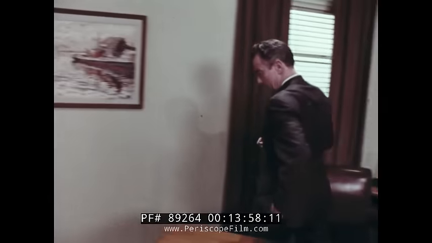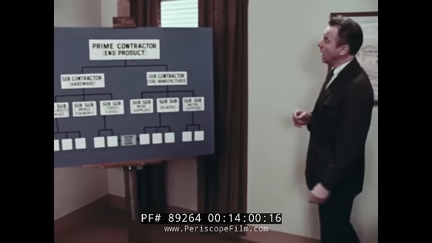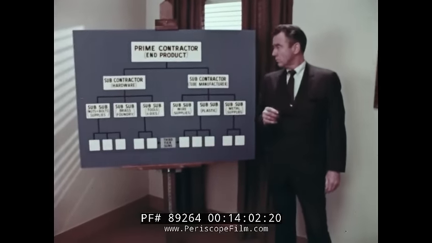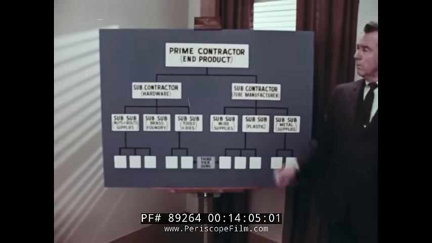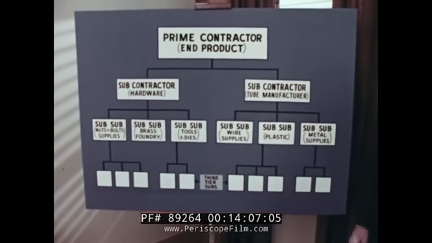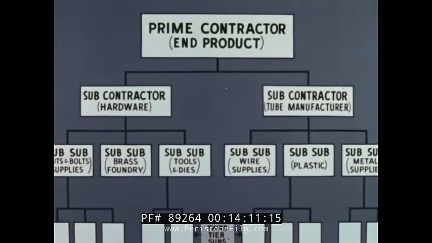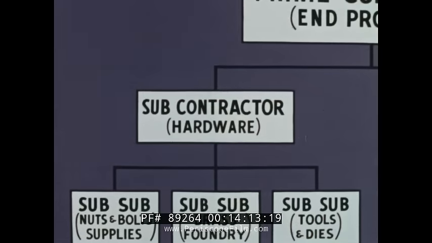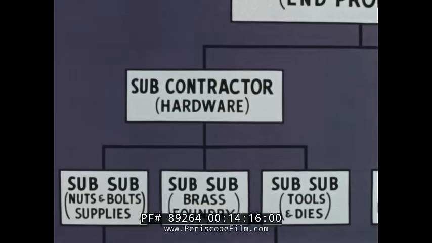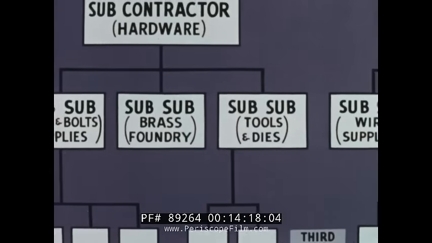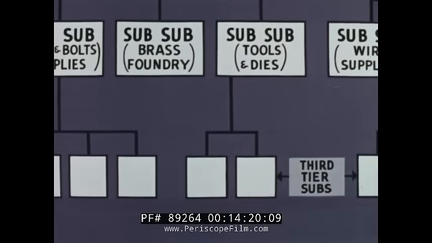Which brings up an important point. Just who is responsible for this thing called security classification? Let me show you something over here. As we all know, for every one prime contractor, there can be numerous subcontractors and sub-sub and sub-sub-sub. What are known on the 254 as first-tier subcontractors and beyond first-tier.